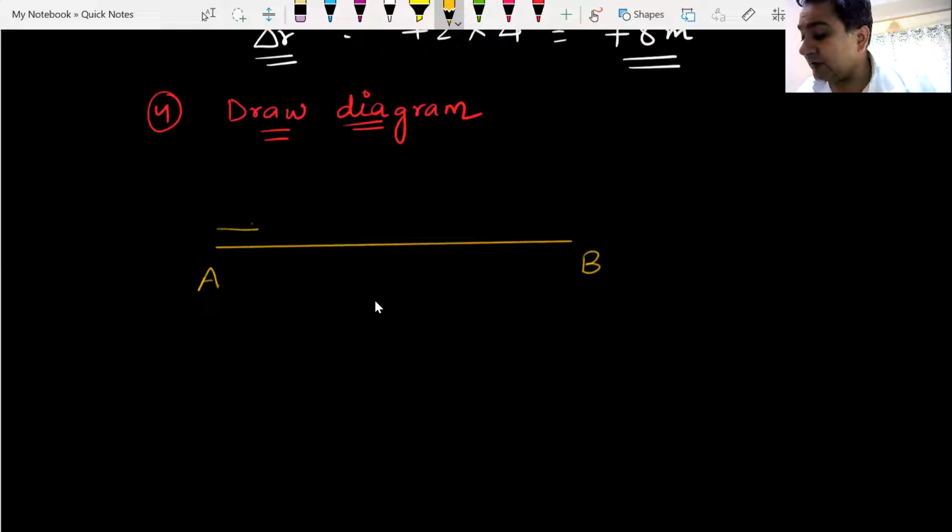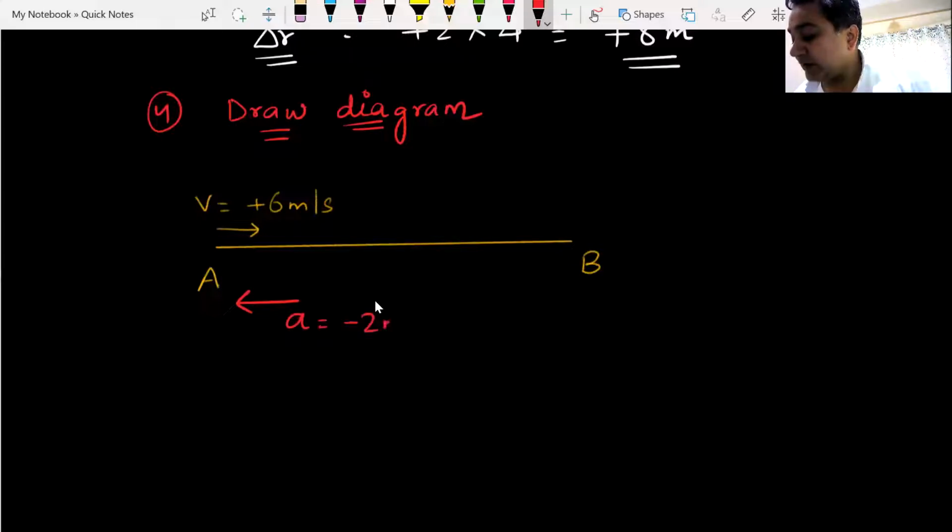At point A, its initial velocity was +6 meters per second. Its acceleration was retardation, so it was backwards. Acceleration was -2 meters per second squared. That means it would have stopped. And I'm assuming that it has stopped at this point B. So its velocity at point B becomes 0.